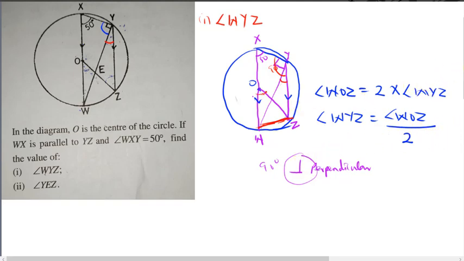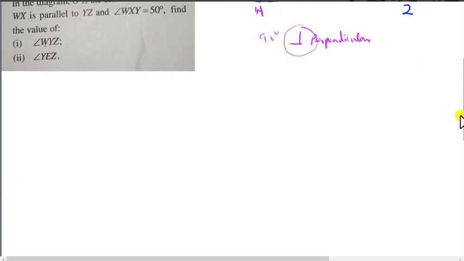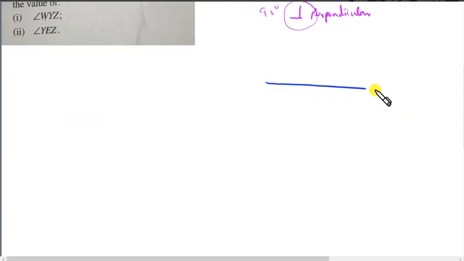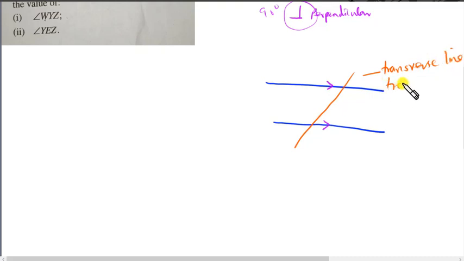Now let me say something very small about parallel lines. When two lines are parallel, it means that the two lines will never meet. So parallel lines are lines that never meet. So we indicate parallel lines this way. Now with parallel lines, if a line runs through the parallel lines, we call this line the transverse line, or you can call it a transversal.